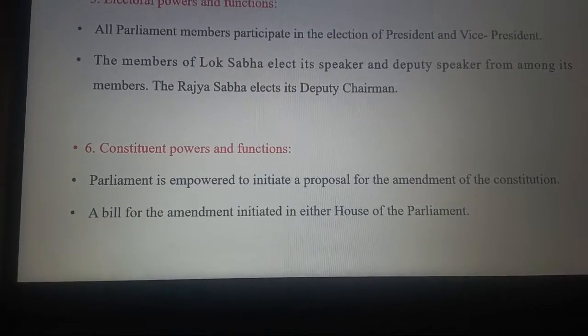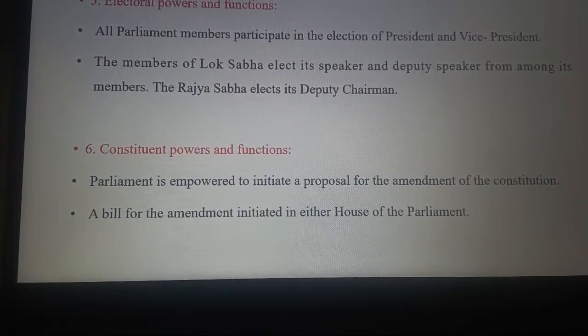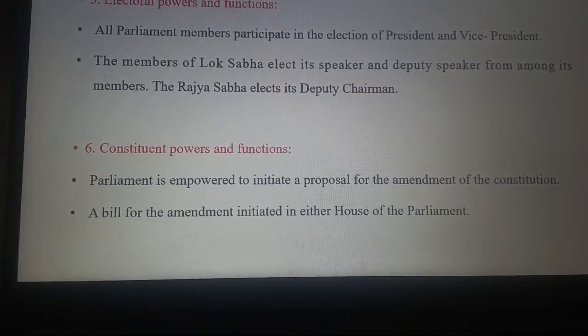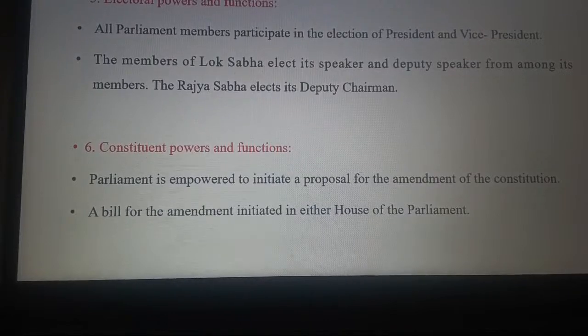Sixth, constituent powers and functions. Parliament is empowered to initiate a proposal for the amendment of the Constitution. A bill for the amendment can be initiated in either House of Parliament.